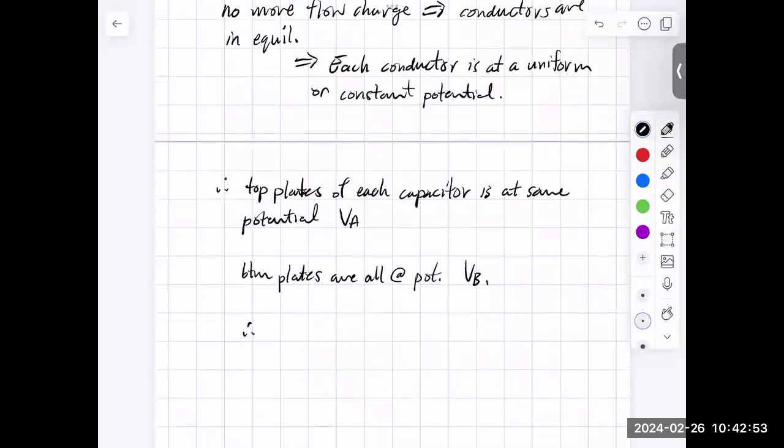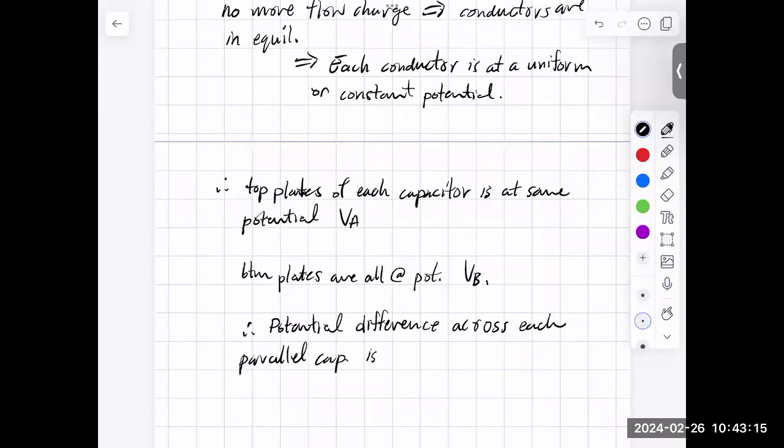So therefore, the potential differences across each parallel capacitor is the same. So we would say that the potential across capacitor 1 is equal to the potential across capacitor 2 is equal to the potential across capacitor 3, and that would all just be equal to VA minus VB, whatever that is, just the voltage difference provided by the battery.